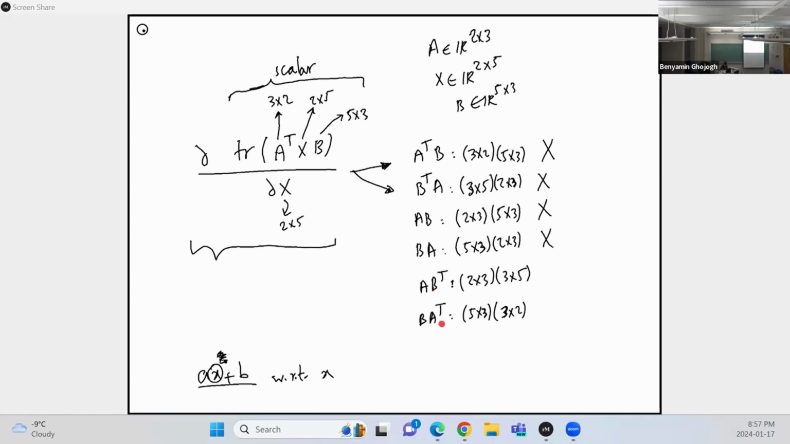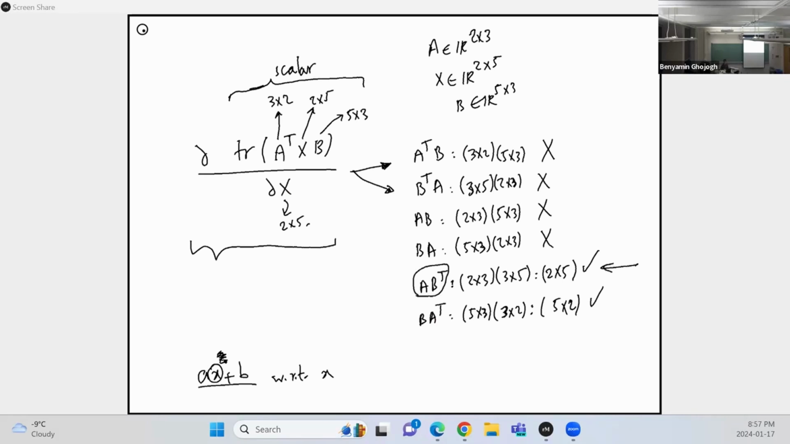ab transpose and ba transpose. So ab transpose is 2 by 3 times 3 by 5, so it becomes 2 by 5. Makes sense mathematically. ba transpose, 5 by 3 times 3 by 2 is 5 by 2. Makes sense mathematically. The dimensionality of x was 2 by 5. The derivative of a scalar with respect to a 2 by 5 matrix must be a 2 by 5 matrix. So this is the true answer. If you go to the cookbooks, you'll see this.